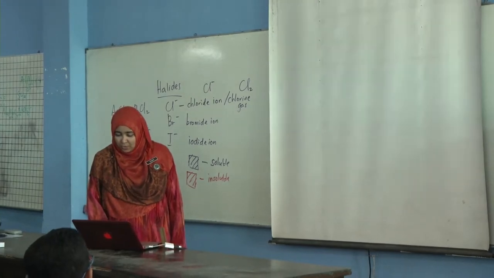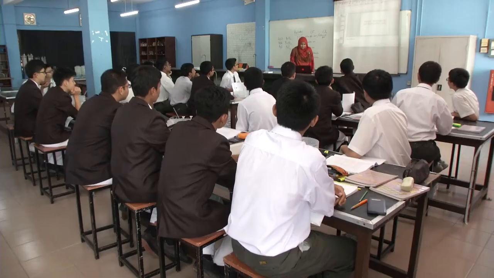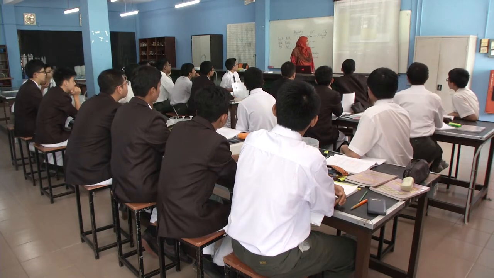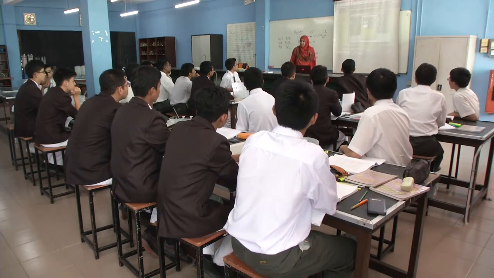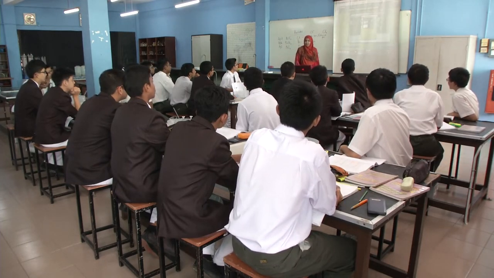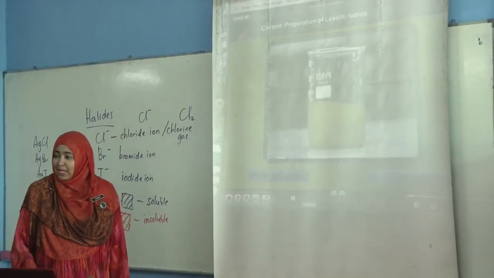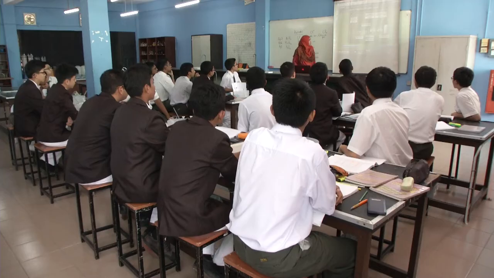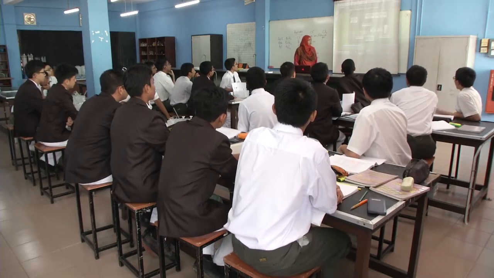So the salt that I've chosen here is lead II iodide. Can you see the color of lead II iodide? Yellow. Okay, the materials needed here will be lead II nitrate solution and potassium iodide solution, and then here we have filter funnel, filter paper, distilled water. I'll explain later. We have beaker and measuring cylinder.